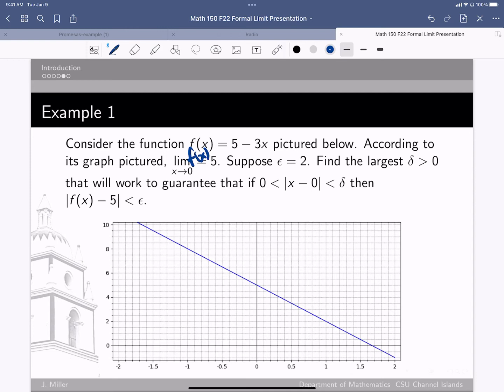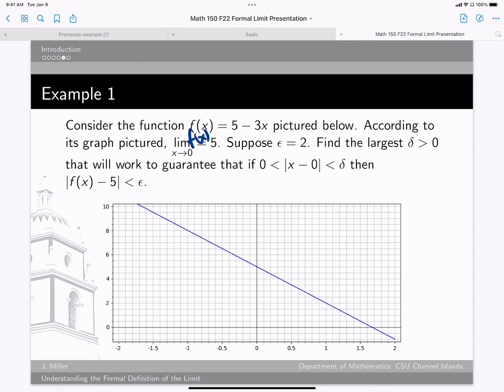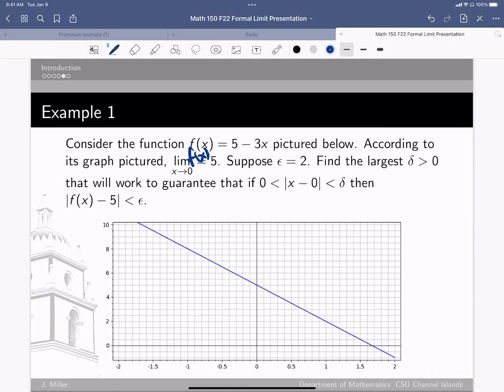So this is how we're going to approach this problem. Okay, we focus on the epsilon equal to 2. That's our goal. Well, our goal is to find a delta such that if we take x's that are within delta of 0, then we're guaranteed that the function values are within epsilon of 5. So our epsilon is 2.